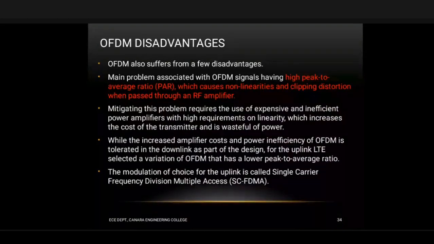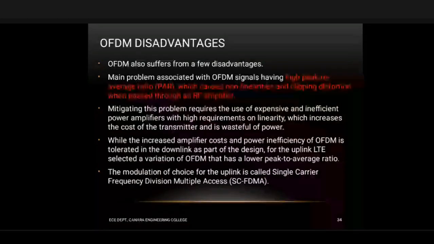So that is the problem with OFDM. Mitigating this problem requires the use of expensive and inefficient power amplifiers with high requirements on linearity, which increases the cost of the transmitter and is wasteful of power. So all in all, to mitigate those problems you need to invest a lot of money. Equipment will be costly, and it basically wastes power also.